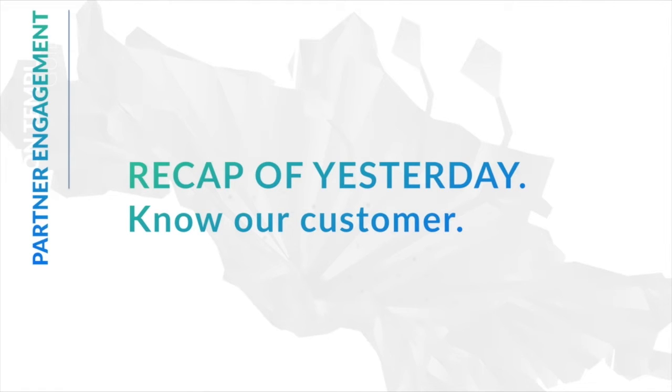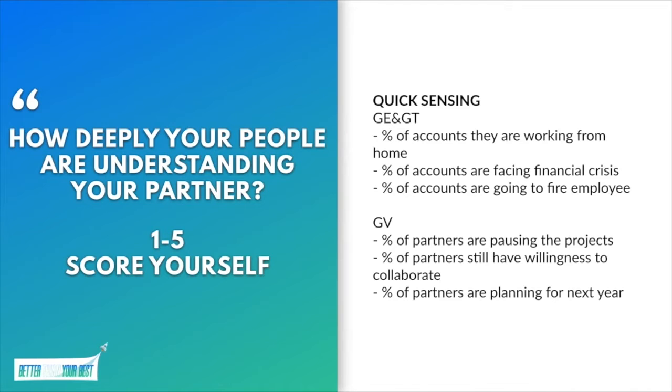So we know, okay, for people working in this industry overall, what major challenges they are facing right now, so that we can think about a better way to create win-win solutions for our companies. So let's do a quick sensing of how deeply you understand your partner. For GE and GT, you can measure how they are working from home, whether they are facing a financial crisis as well, and whether they are going to fire employees. And for GV, you can measure how much willingness they have to collaborate with you, and also when or where they are going to plan for next year.